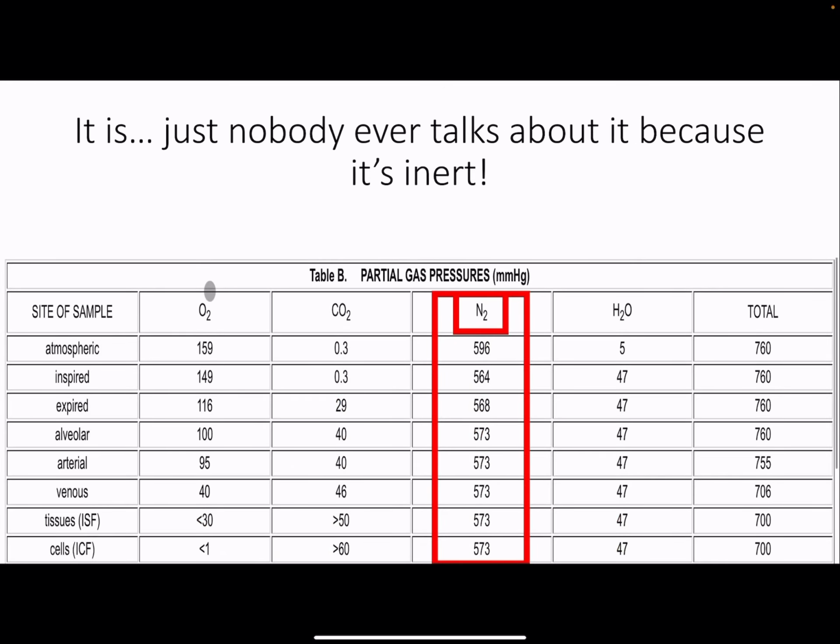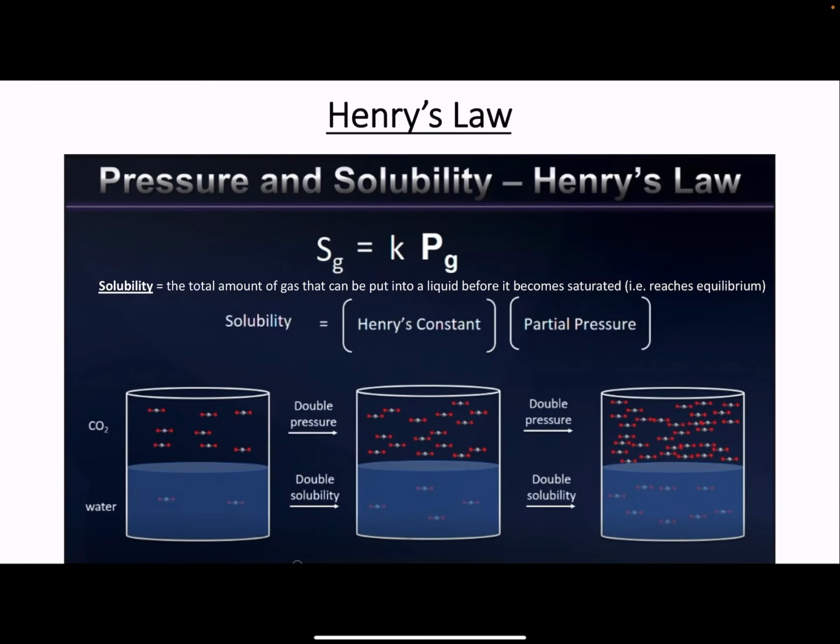Well, it turns out it does get through. We just don't really talk about it because it's inert. It's not reactive, right? Nitrogen has this triple bond. It doesn't really want to react with things. It's happy as a clam. It is a great stable, low energy condition. So this is atmospheric, then inspired, alveolar, arterial. Notice we still have a lot of N2. N2 makes its way into our body for sure. It just doesn't do anything.